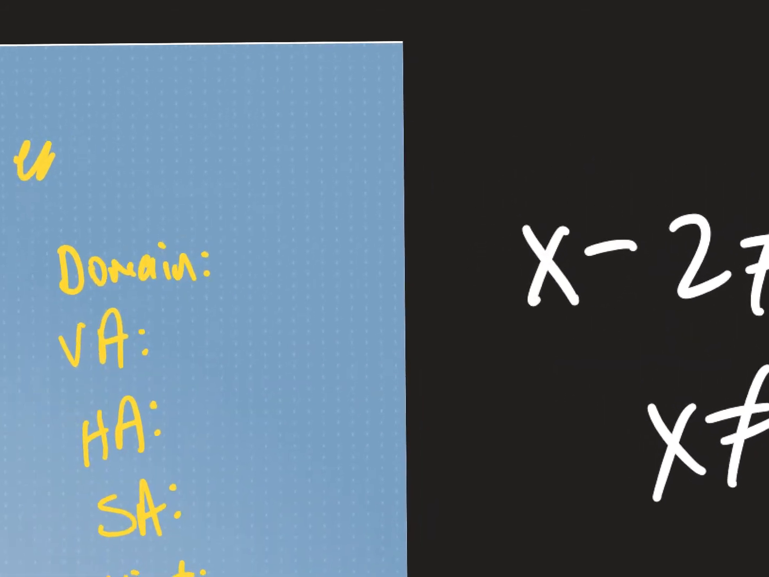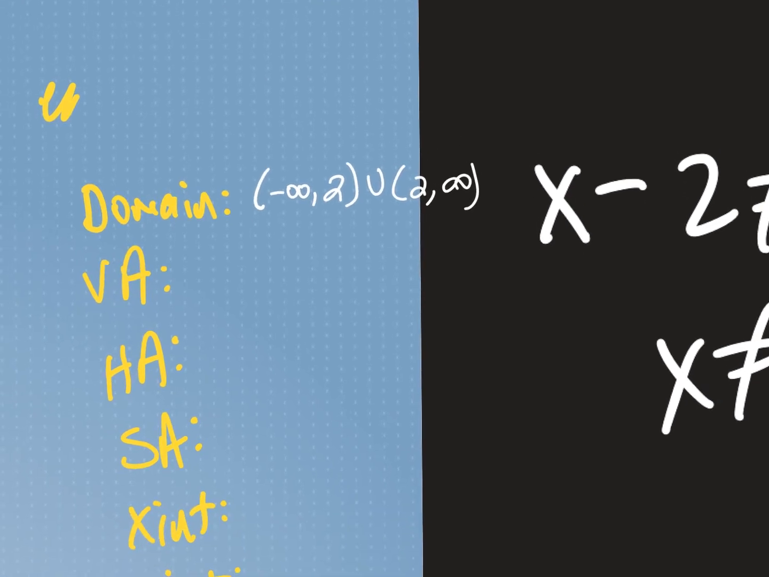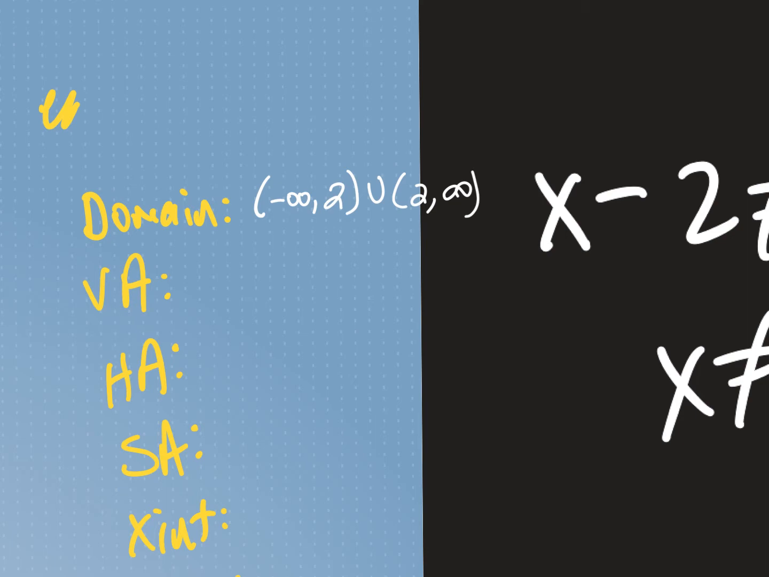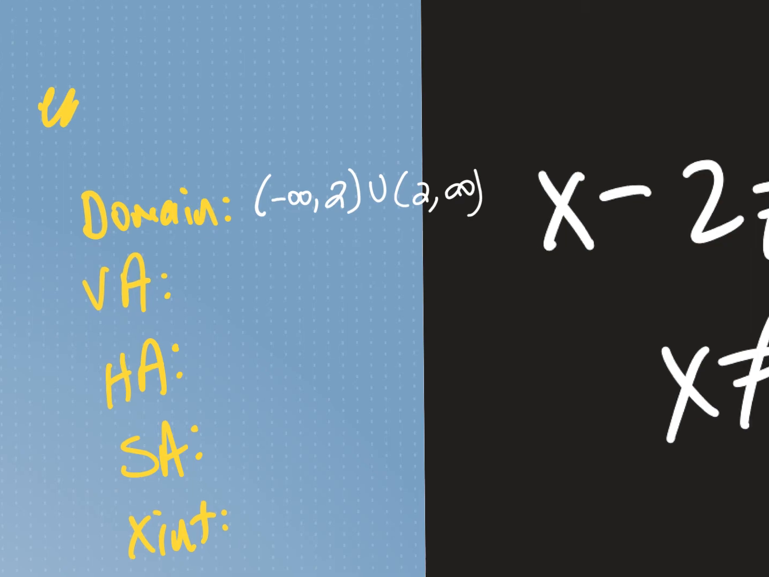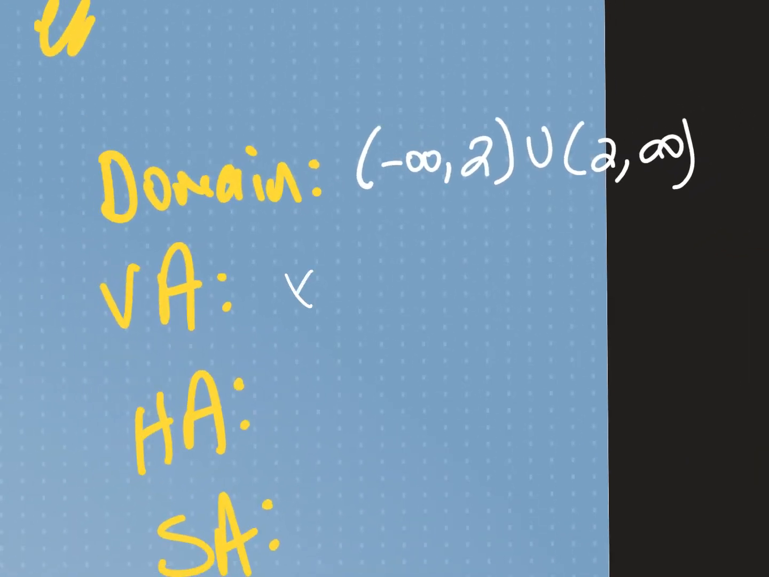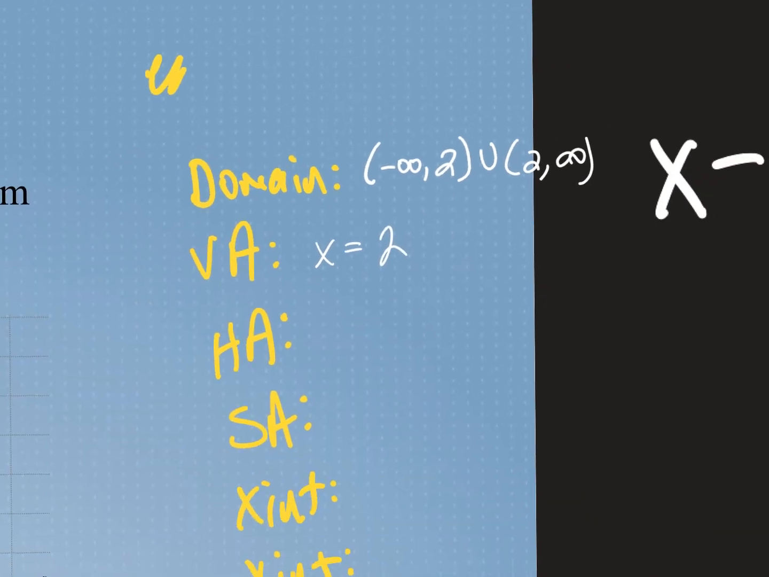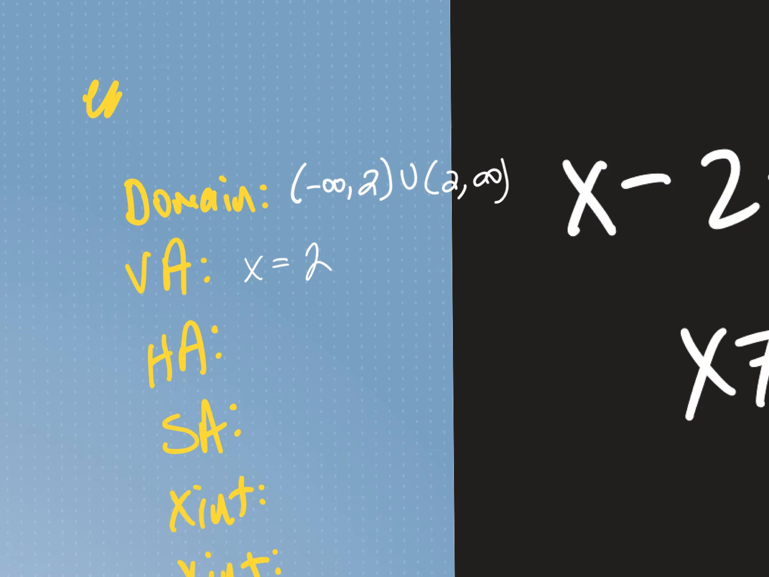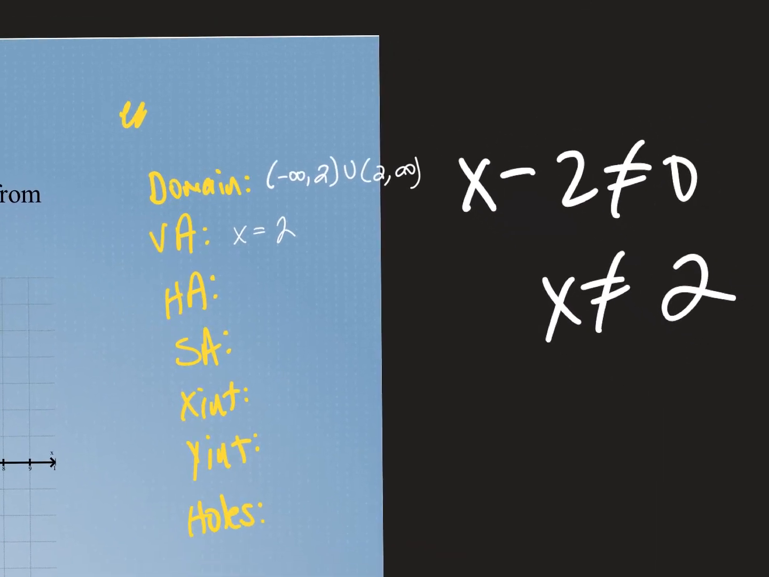How would I write that? Negative infinity to 2, union 2 to infinity, right? There's no brackets because it does not include 2. At 2, it becomes undefined. So if I found out that my domain is anything in the world but 2, where is my vertical asymptote? At x equals what? At x equals 2, right? Your domain and your vertical asymptote go hand in hand. Everybody with me? Okay, so now let's find our horizontal asymptotes.